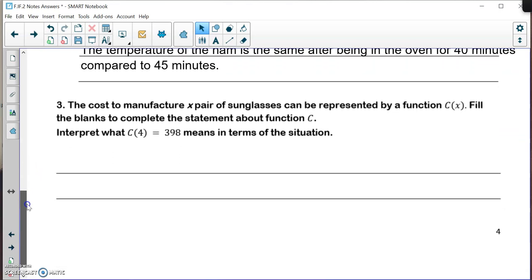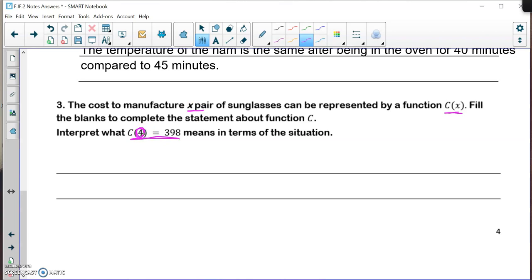All right, and then number 3, the cost to manufacture x pairs of sunglasses can be represented by the function C of x. So the C of x represents the cost, and then it shouldn't say fill in the blanks, I think it's fixed on yours, but you're going to complete this statement or interpret what it means. This statement means, so the x represents the pairs of sunglasses. So this 4 is your x value.